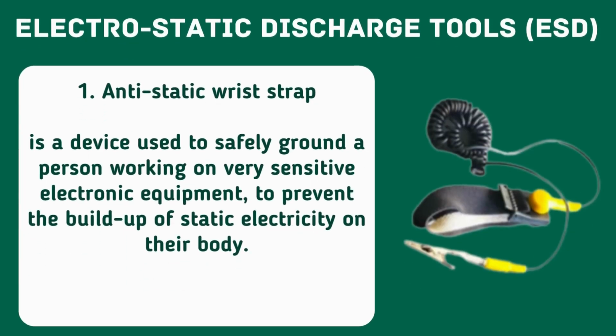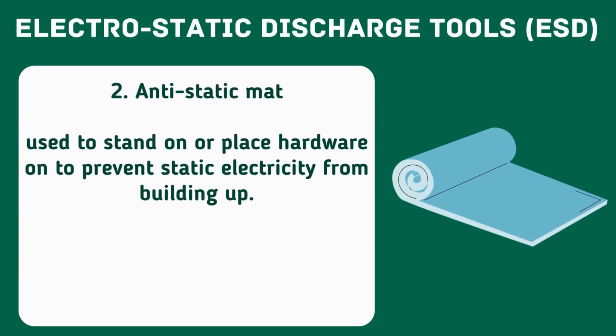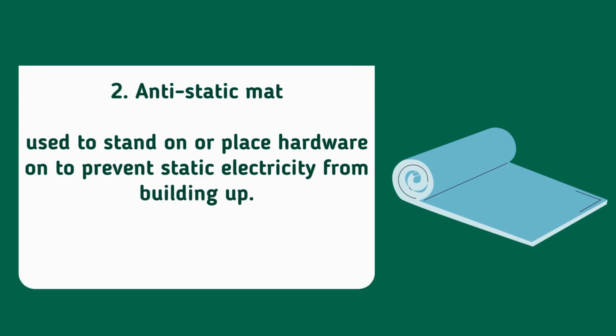The anti-static wrist strap is a device used to safely ground a person working on very sensitive electronic equipment to prevent the buildup of static electricity on their body. 2. Anti-static mat, used to stand on or place hardware on to prevent static electricity from building up. The next group is the hand tools.